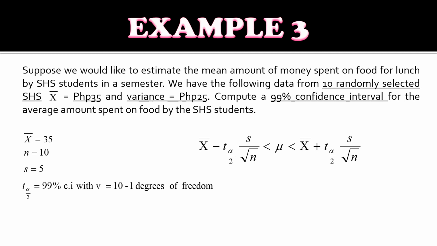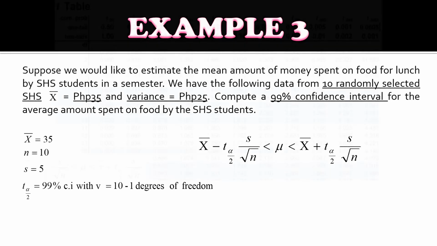So we have the formula for the estimation. Since n is less than 30, and it didn't specify that we are following the central limit theorem or that it's normally distributed, that's why we are using the t formula. So let's just substitute the values.